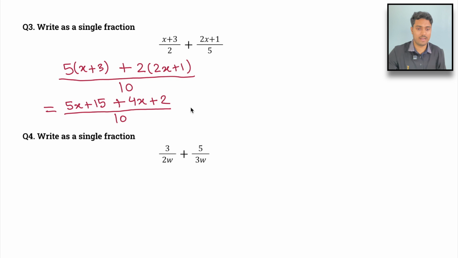So let's add the like terms. 5x plus 4x is 9x, plus 15 plus 2 is 17, divided by 10, and this is the answer. Let's move on to the next question.